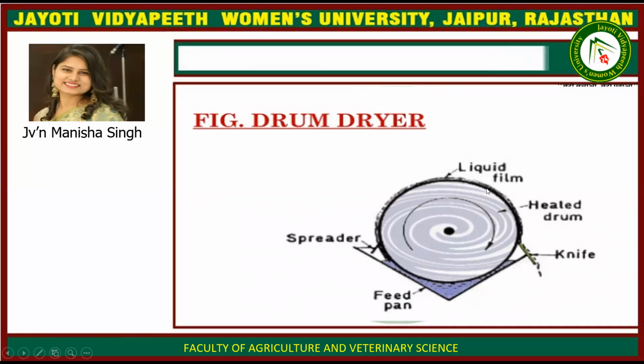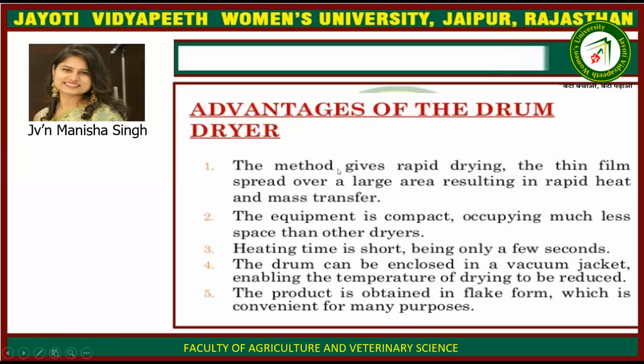Like this is the drum which is moving or rotating over the feed pan, and there is a knife, a doctor's knife, and this is a spreader which spreads the feed all over the drum as a liquid film, and then the heated drum. Okay, this is the figure of drum dryer. Then advantages of the drum dryer.